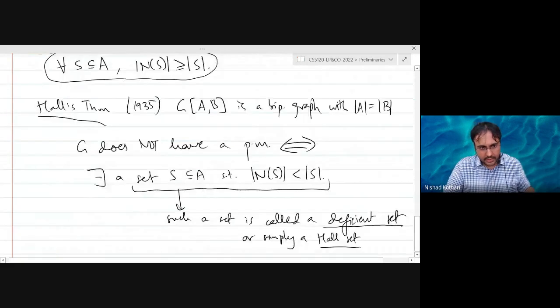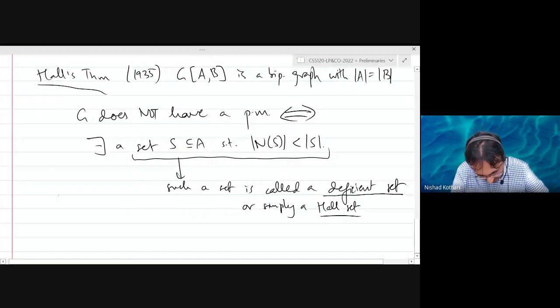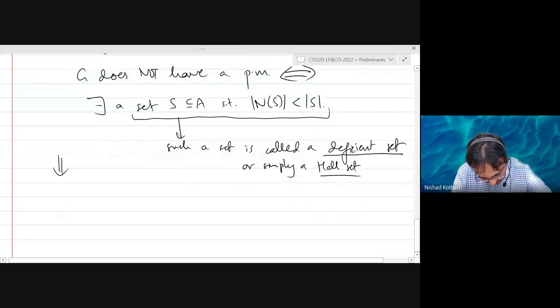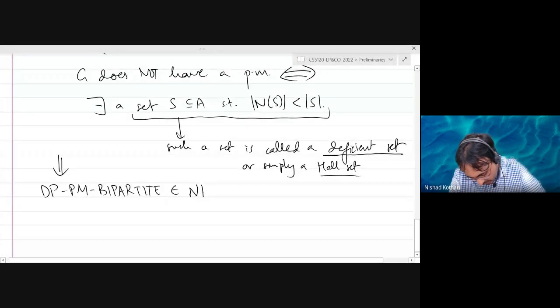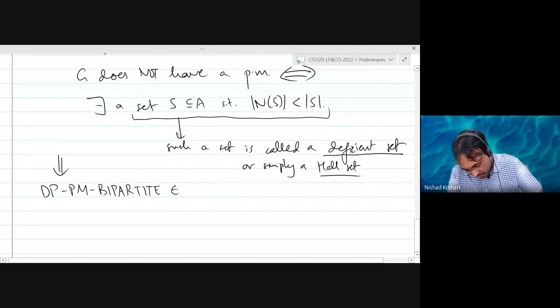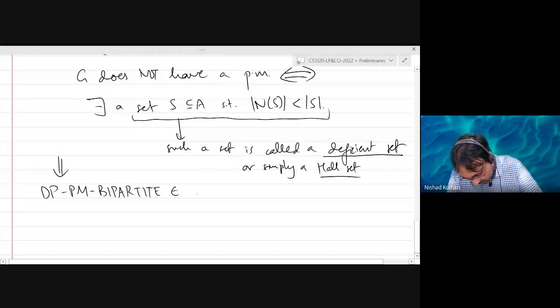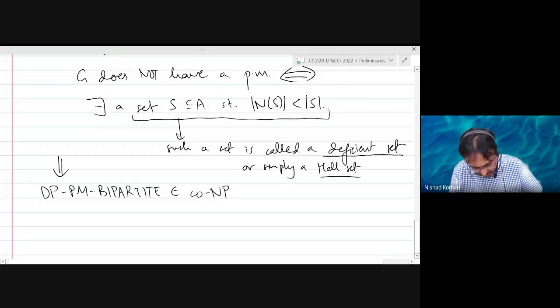Right. So I just want to say that Hall's theorem implies that the decision problem for perfect matchings for the case of bipartite graphs belongs to co-NP. Because now you can convince anyone that a particular graph does not have a perfect matching.